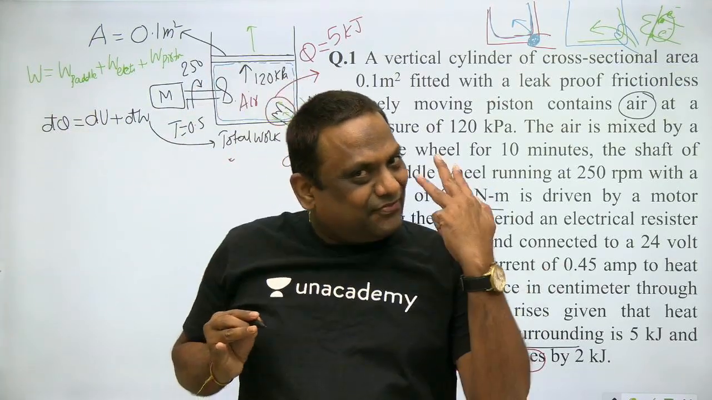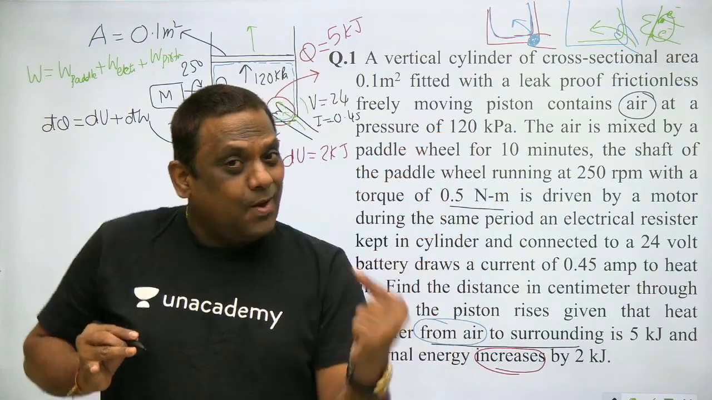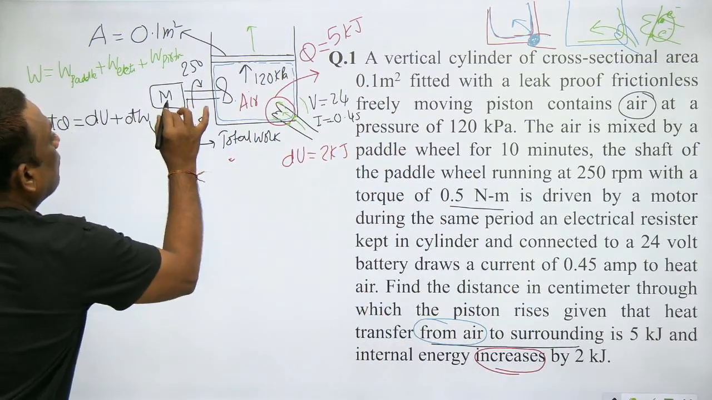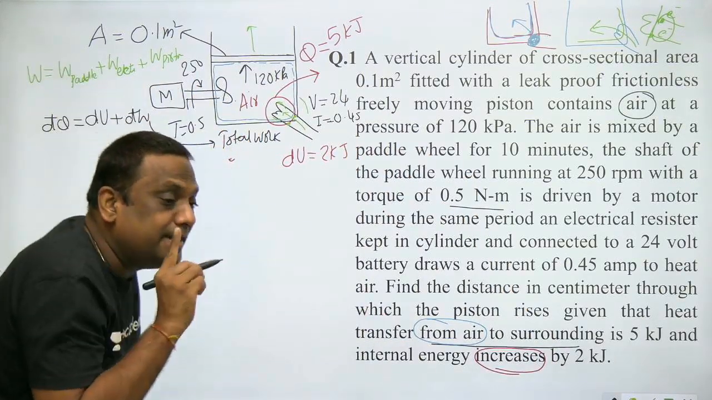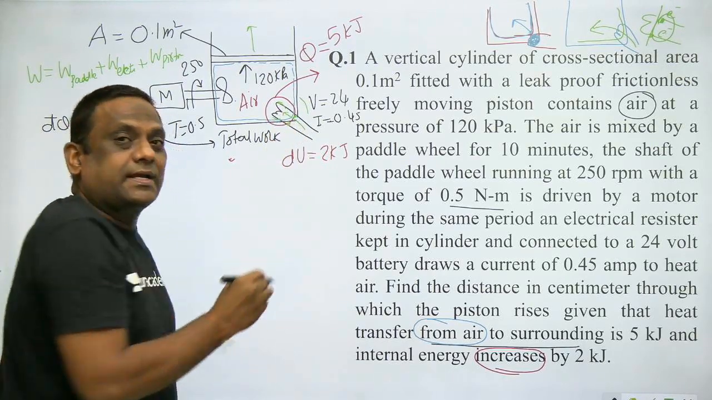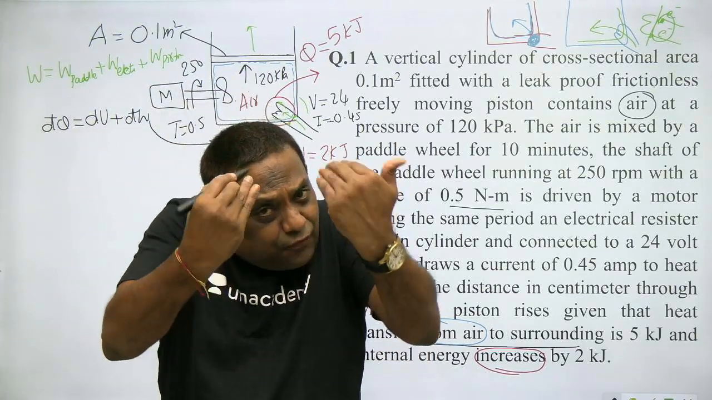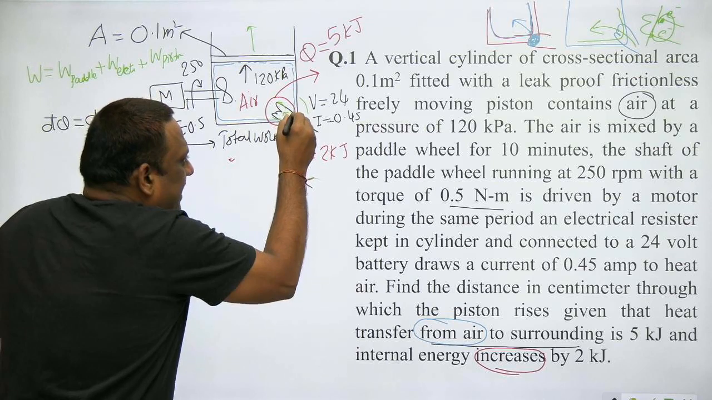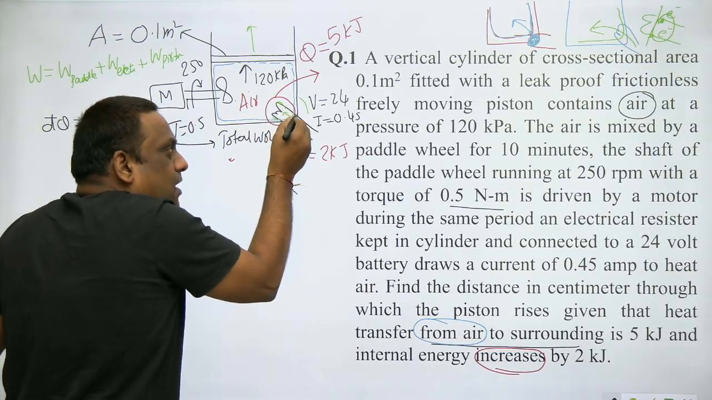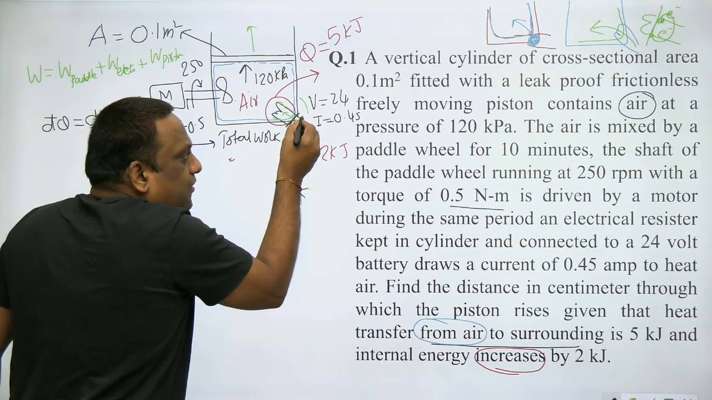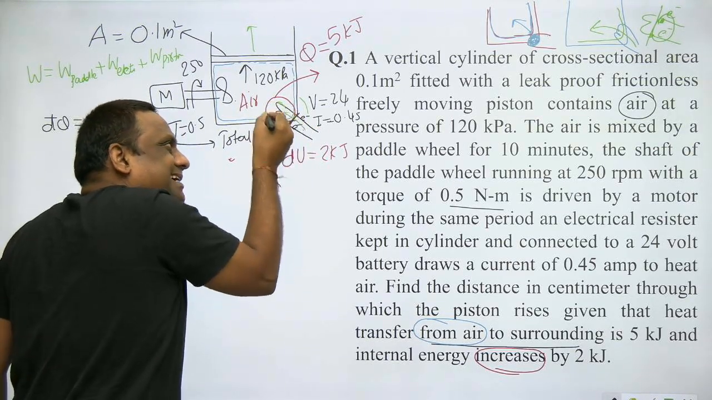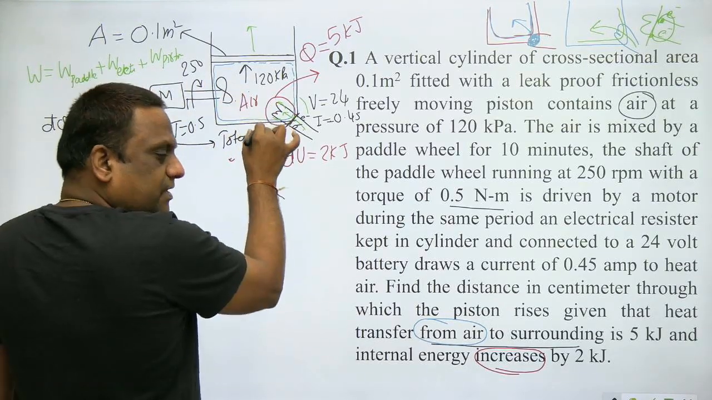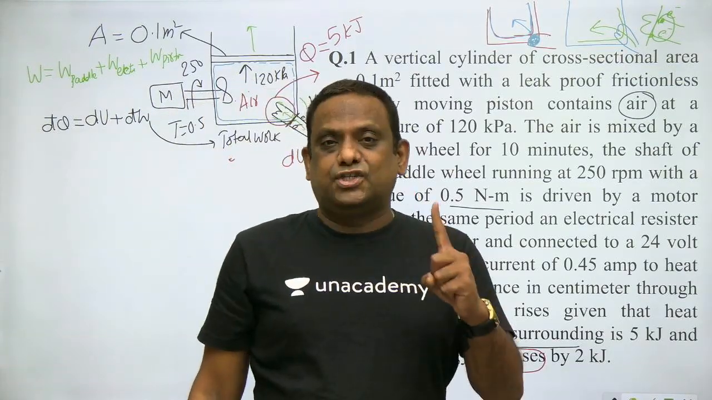In this case, we have three works put together. One is paddle wheel, one is electrical work, and one is piston raising work. Out of these two, paddle wheel work is on the system, therefore it will be negative. And electrical resistance work is, this energy is flowing into the system, so electrical work is done on the system. Listen carefully, I have taken this boundary. See, the resistor is inside, only these wires are outside. So current is flowing, means it is into the system, electrical work into the system, and paddle wheel work on the system, electrical work on the system. So there are two negative works and one positive work. What is that positive work?